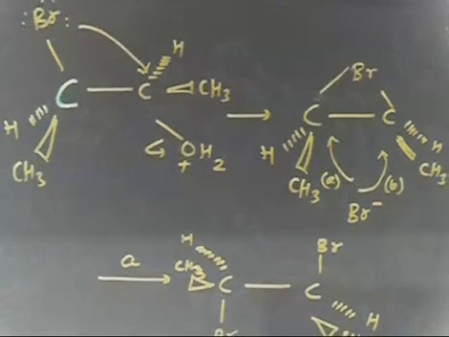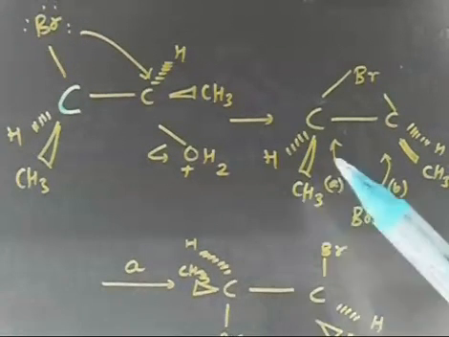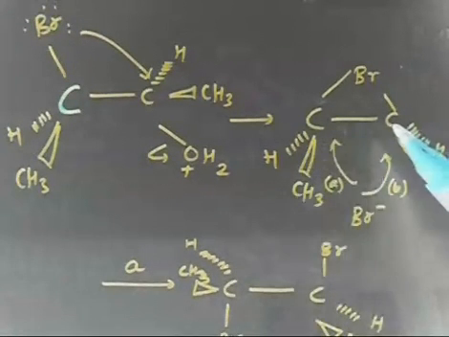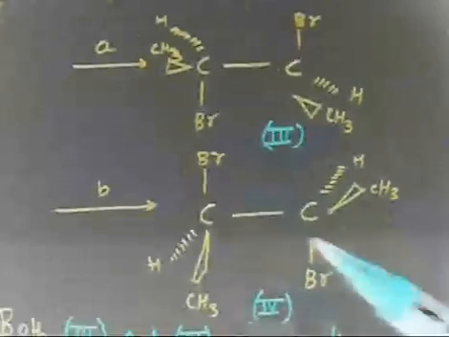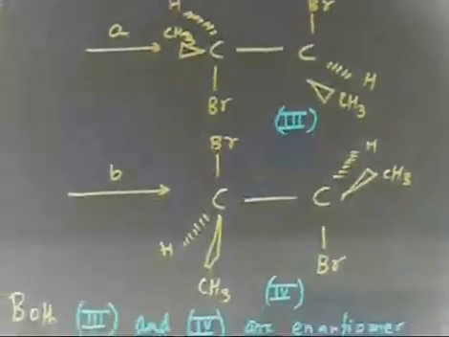Okay, so if you follow path A, that is the attack on this carbon, you will have bromine downside, and on this carbon you will have bromine upside. Now you see, this H will go down, this CH3 will go down, so H will go down, CH3 will go down here. H will go up, CH3 will go up. Now if you follow path B, this time this side bromine will be down, and this side bromine will be up. If you follow the same steps, you will find the product.